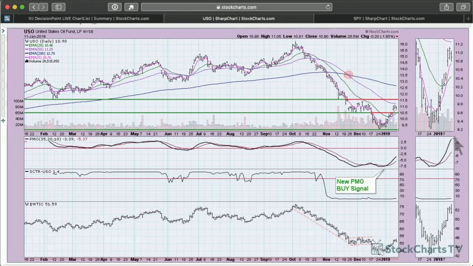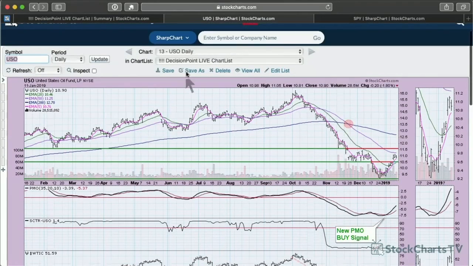The PMO doesn't seem to be that worried about turning around. If we did get a pullback to close that gap, that'll take us to about 1050. But I'd be looking for a rise to 1150 based on the daily chart.